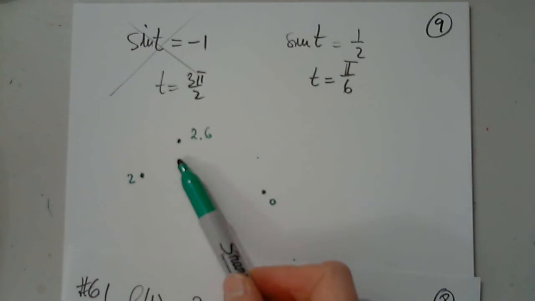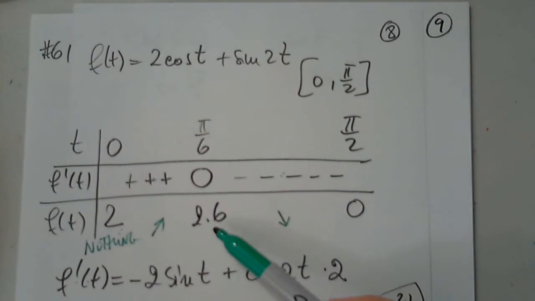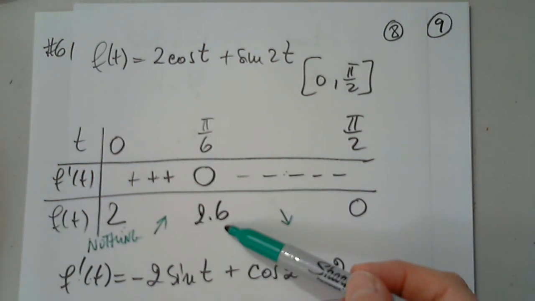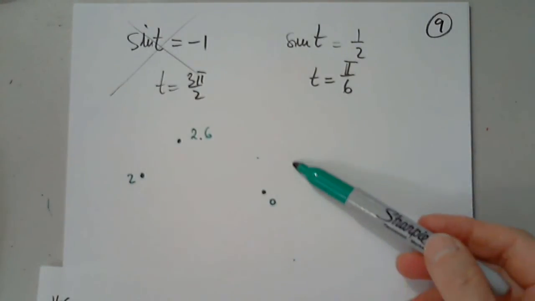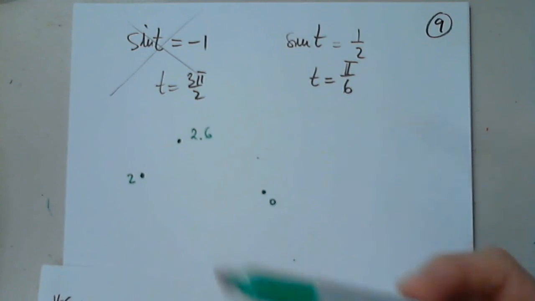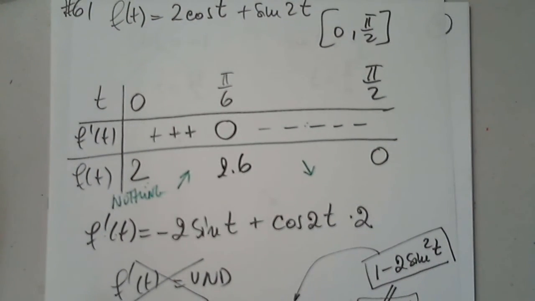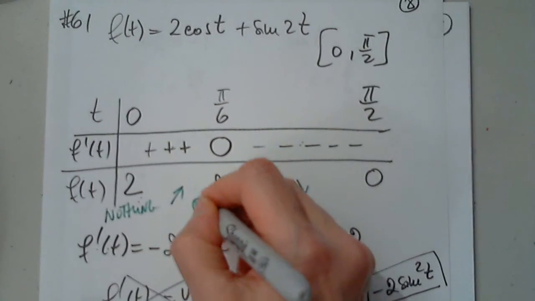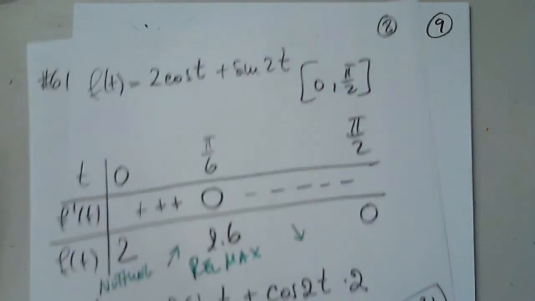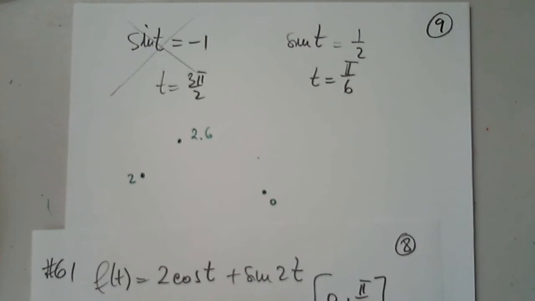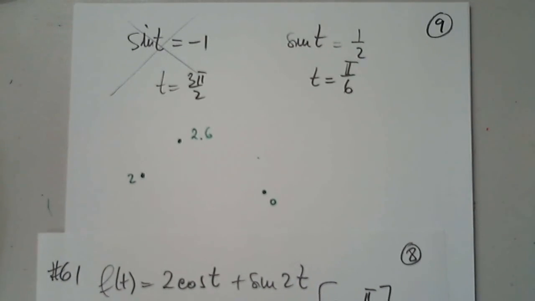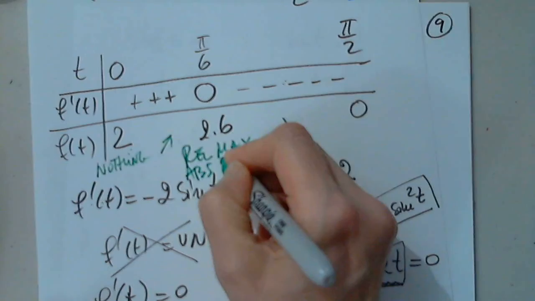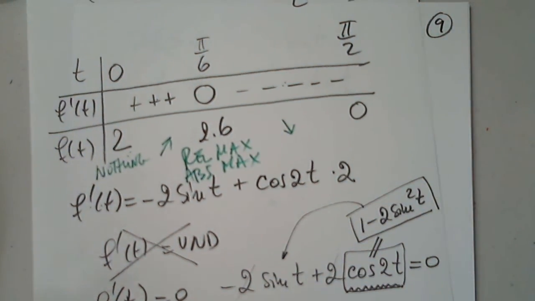Yep. Perfect. Now let's see what this is. This point, pi over 6, 2.6. Relative max. Yes. But also, and that's very important, also what? Absolute max. Excellent. Perfect. Awesome. What about this one?